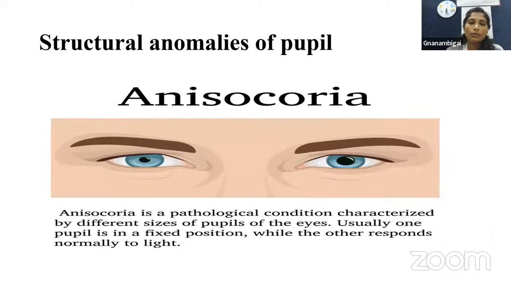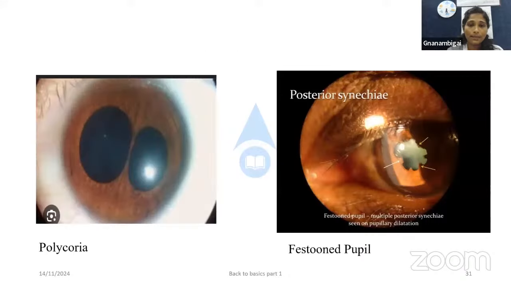And as we saw before, the structural anomalies of the pupil include anisocoria, where there will be unequal pupil size. Then polycoria, the number of pupils. There will be more than one pupil, of different sizes. The number of pupils will vary. And this is the first pupil anomaly.